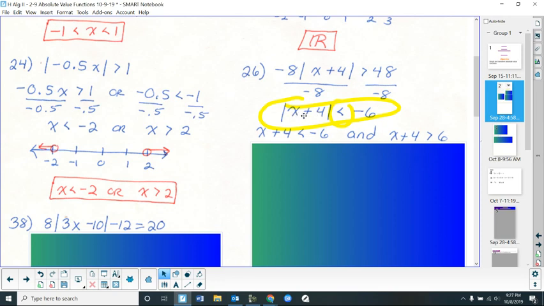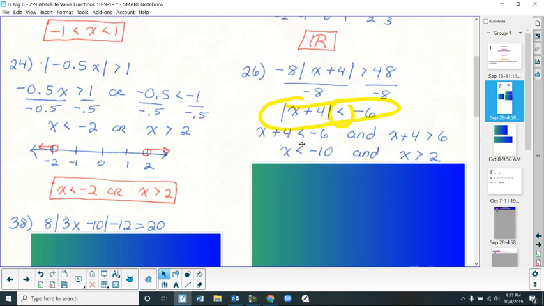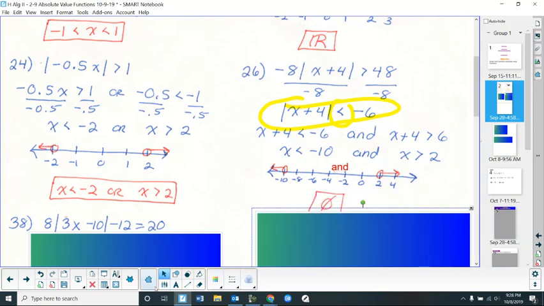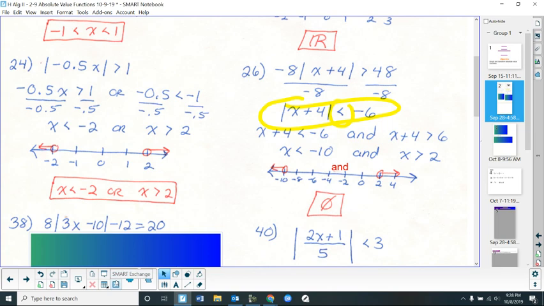So I said x plus 4 is less than negative 6 and x plus 4 is greater than positive 6. I subtracted 4 on both of these. I got x is less than negative 10 and greater than 2. Think about that. All the numbers that are smaller than negative 10 and greater than 2. Well, there is nothing. That's an and, so it's no solution.